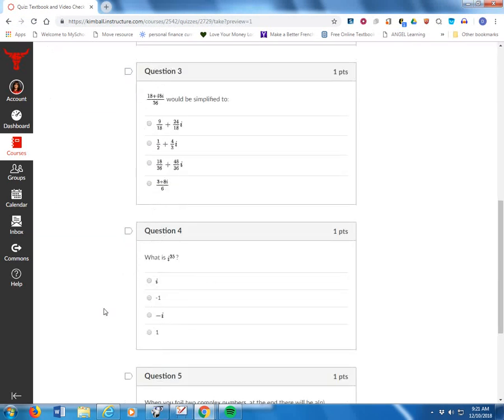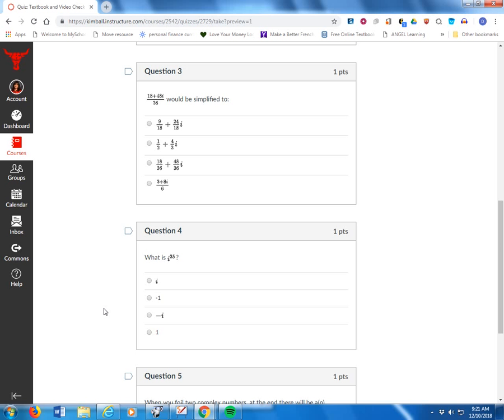Okay, this would be simplified. This is just breaking it apart into a true complex number where it has a real part and an imaginary part. So we would have 18 over 36 plus 48 over 36i. But then we would simplify that. 18 over 36 is 1/2. 48 over 36 is what, 4/3? So it'd be the second one. This one is partly true. It's broken apart, the third choice here, but it hasn't been simplified. You always have to simplify it.